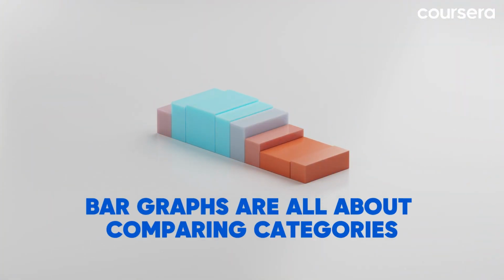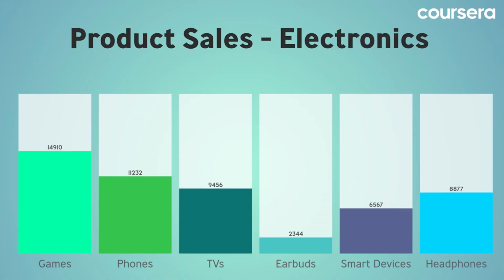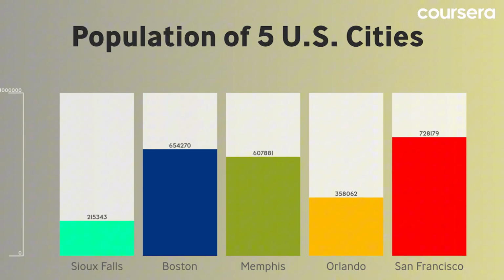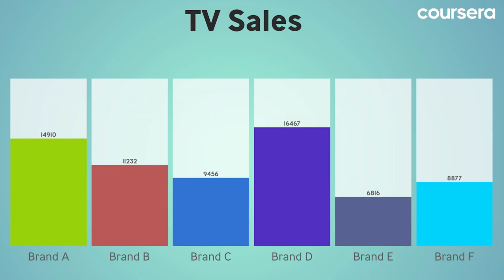Let's start with bar graphs. Bar graphs are all about comparing categories. Picture a graph showing the sales numbers for different products. Each bar represents a specific product, and the height of the bar shows how much of that product was sold. Bar graphs are great when you're comparing discrete individual categories or groups. For example, you could use a bar graph to compare the population of different cities, or the performance of different companies in a market.